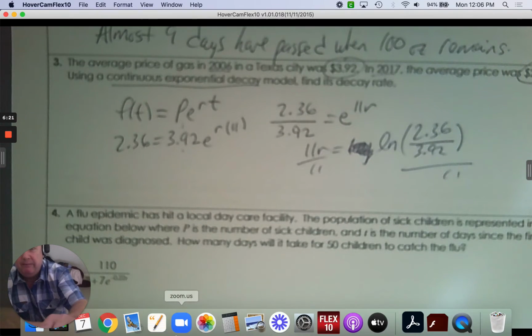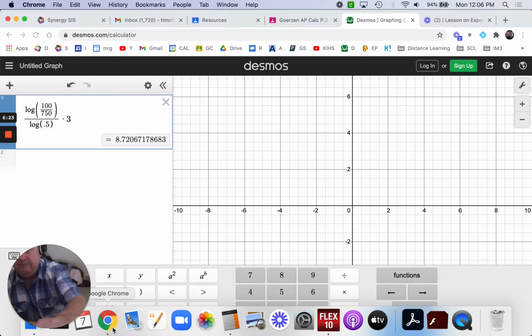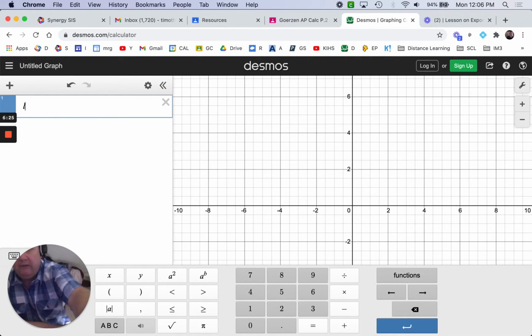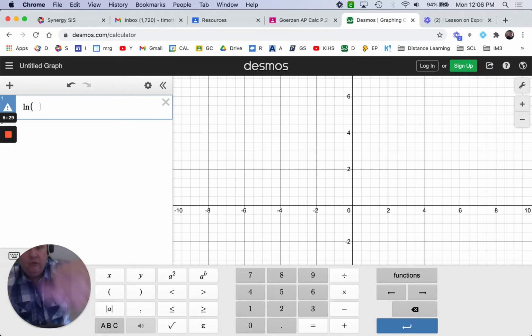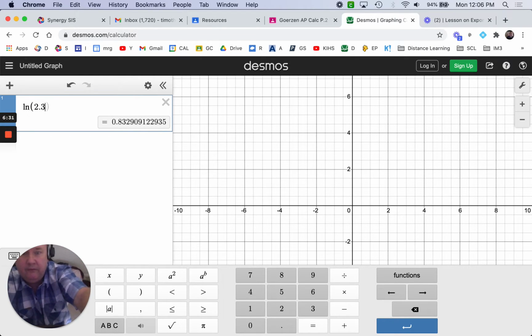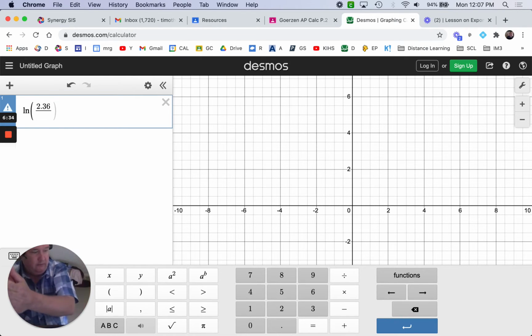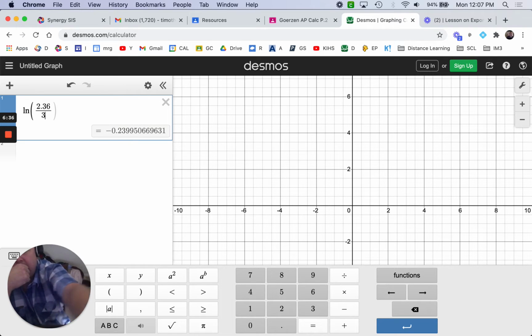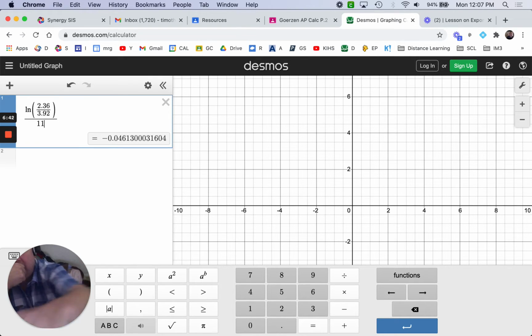So let's type that in and divide it by 11. So that's ln. Inside the ln would be 2.36 divided by 3.92. Then we're going to divide that by 11. So that is negative 0.046.